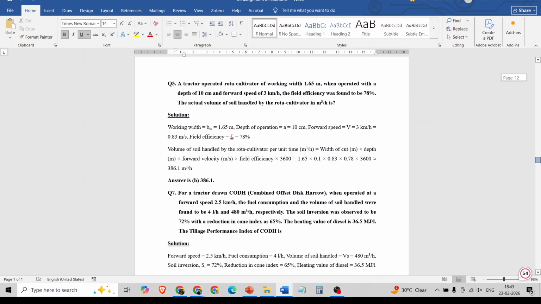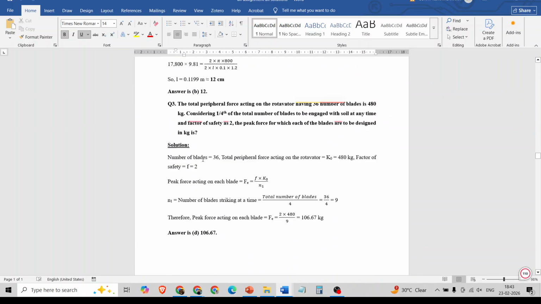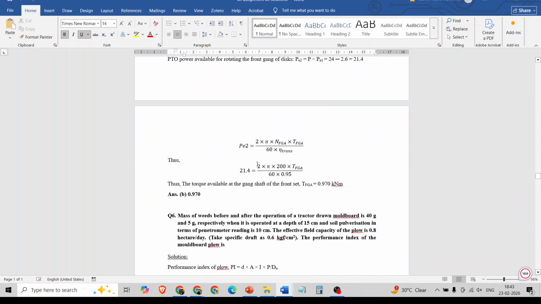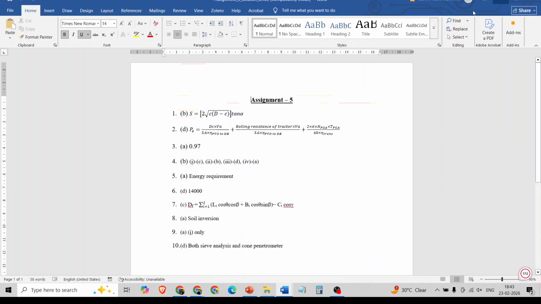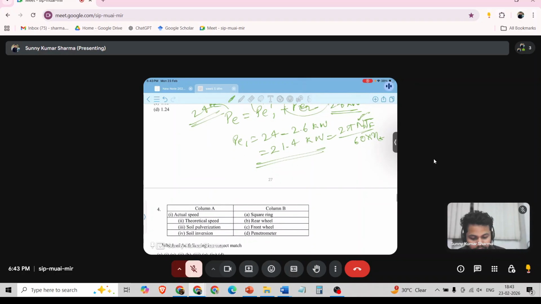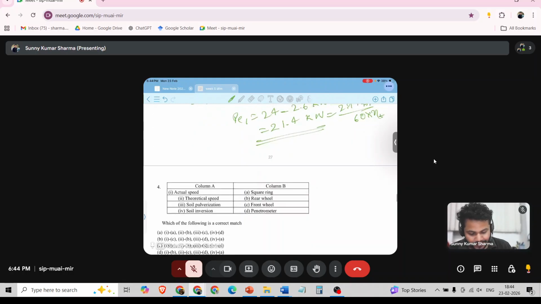0.97 is the correct answer. Actually, I got 1.02 because I didn't take that efficiency test into account. That's why they have made the question like this.